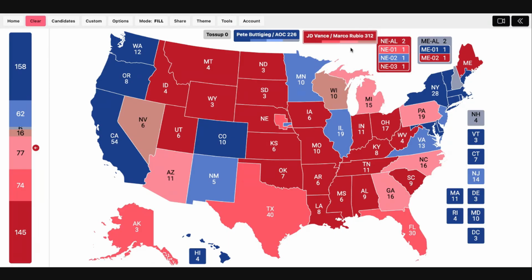But at the end of the day, this is where I believe the electoral map would stand for that matchup: J.D. Vance at 312 Electoral College votes to Pete Buttigieg's 226. So I actually do believe that Buttigieg would probably be a better candidate nationally than Newsom, believe it or not.